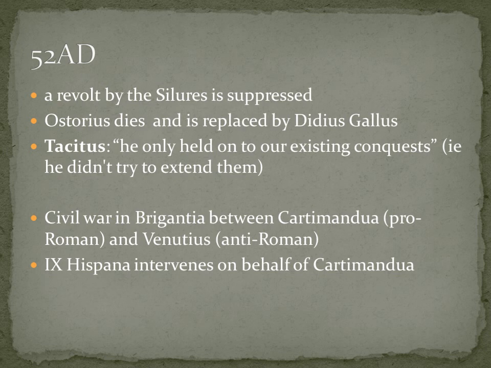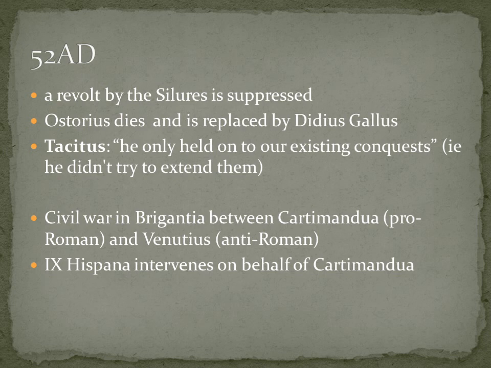In AD 52, we've got a revolt by the Silures being suppressed, and Ostorius dies. Tacitus says that he's worn out by the continued struggle and resistance. He's replaced by Didius Gallus, and Tacitus is quite negative, quite dismissive of Didius. He tells us that he only held on to our existing conquests, so he didn't try to extend them.